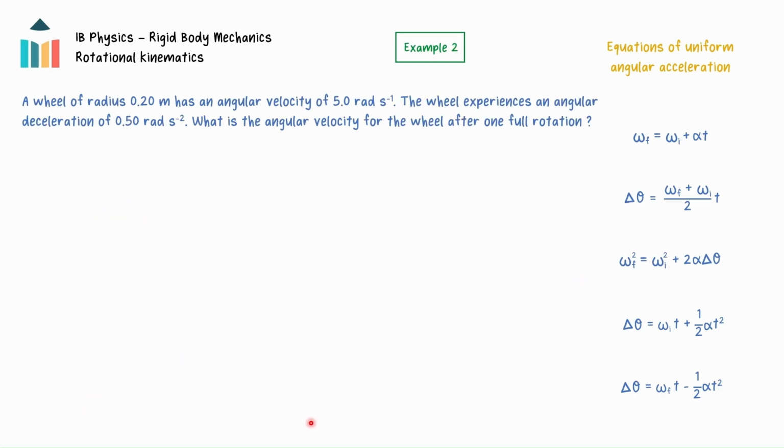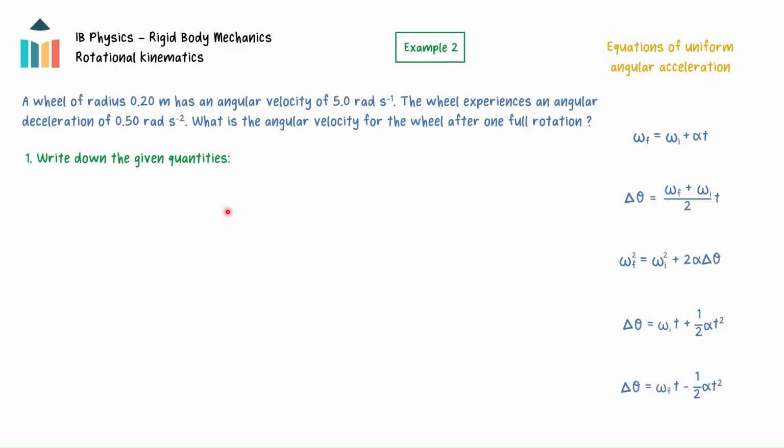Now let's look at a second example. This time we're dealing with a wheel that slows down. We're told that the wheel has a radius of 0.2 meters and an angular velocity of 5.0 radians per second. It experiences an angular deceleration of 0.50 radians per second squared, and we're asked to find the angular velocity after one full rotation.